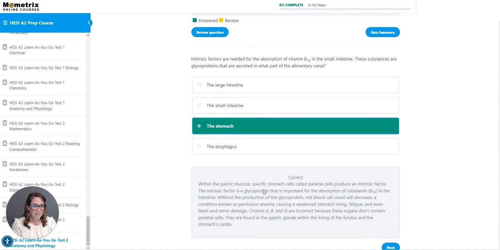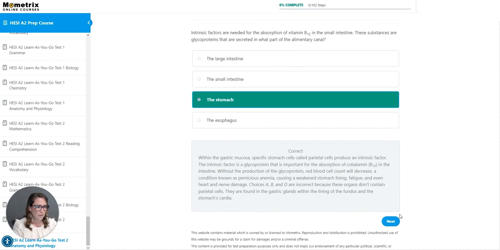So you've got very specific cells called parietal cells, and they're the ones that create that intrinsic factor, and that's what's important to help with the absorption of that vitamin B12. Now, we know that the absorption occurs in the small intestine, but without these cells, we're unable to sufficiently absorb that vitamin B12 in the small intestine. We have A, B, and D. These do not contain those parietal cells, which produce that intrinsic factor that's required for the absorption. So that's why these other options are not correct.